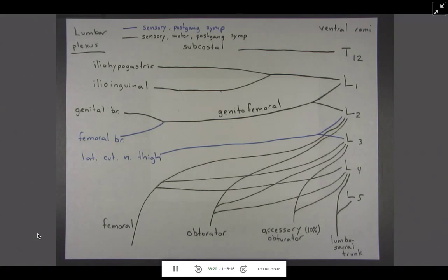Anything to clarify with this plexus? Okay, that's it.